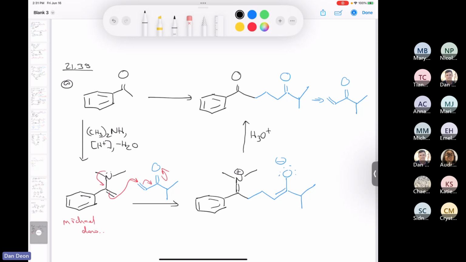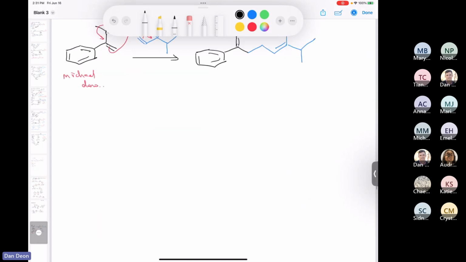Can we try one more before we move on to Robinson? Give me a vote. Anybody thumbs up if you want to try one more? I think we should. Okay, somebody else wants to try. I'll go with it.